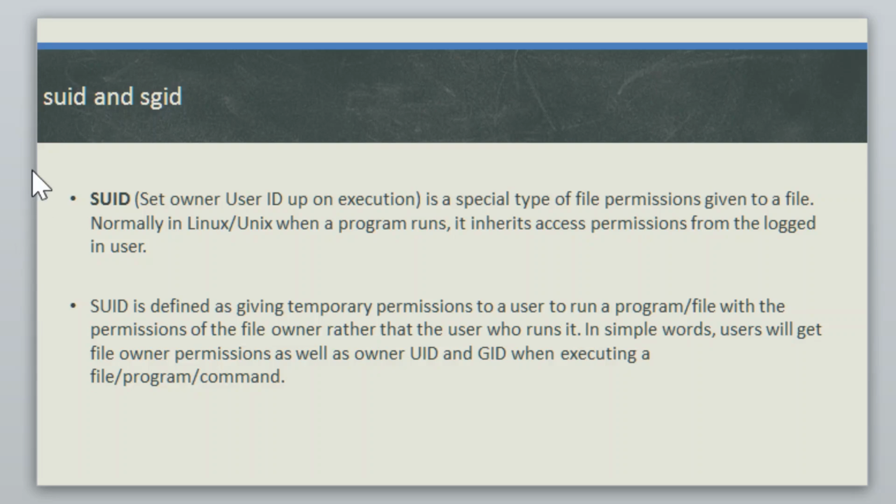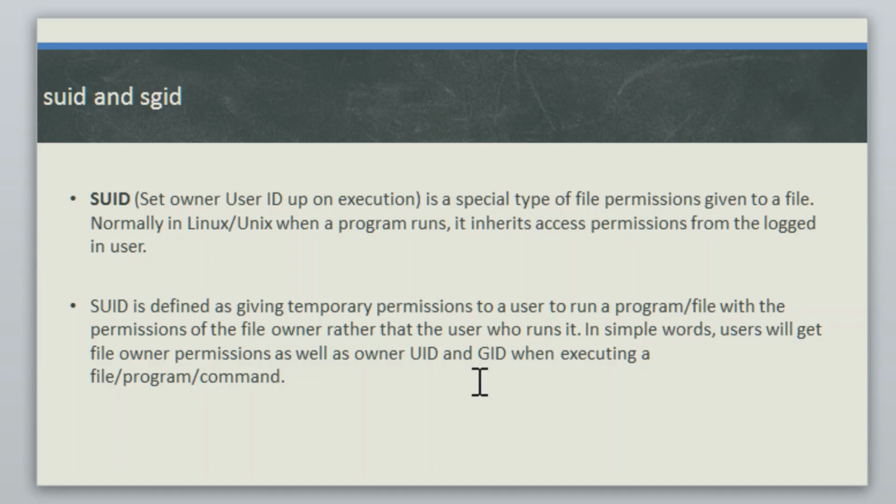We've also discussed set user ID and set group ID. Set user ID sets the owner user ID upon execution, and it's a special type of file permission given to a file. Normally in Linux and Unix, when a program runs, it inherits access permission from the logged in user. What set user ID does is give temporary permission to a user to run a program file with the permission of the file owner rather than the user who runs it. So in simple words, users will get file owner permissionship as well as owner user ID and group ID when executing a file command or program.